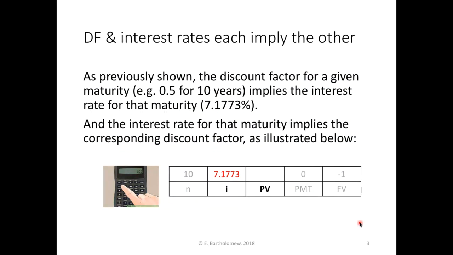But if we had the interest rate, 7.1773%, and wanted to know the present value, we would do it this way. We would leave all of the registers the same, 10 N, 0 in payment, and -1 in future value. We would input 7.1773 back into the I register, and we would hit PV to compute, and we would get 0.5.